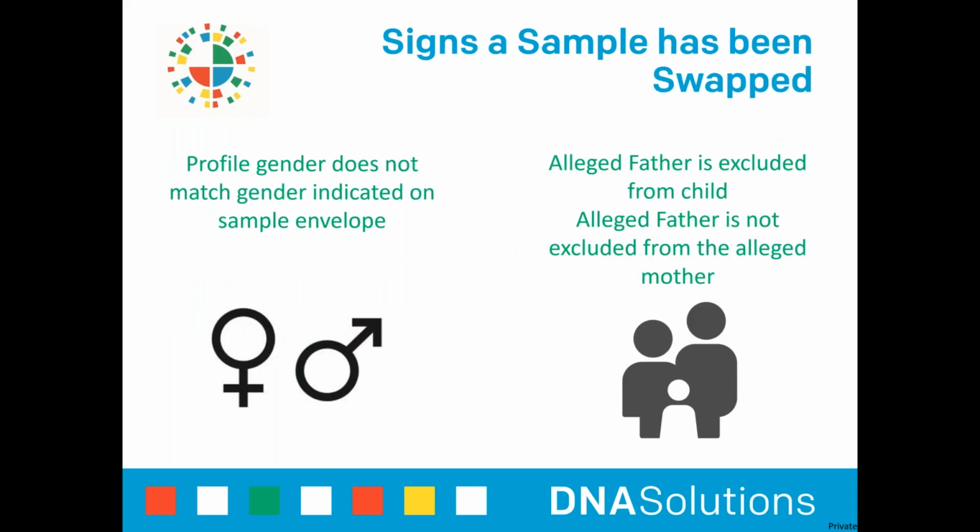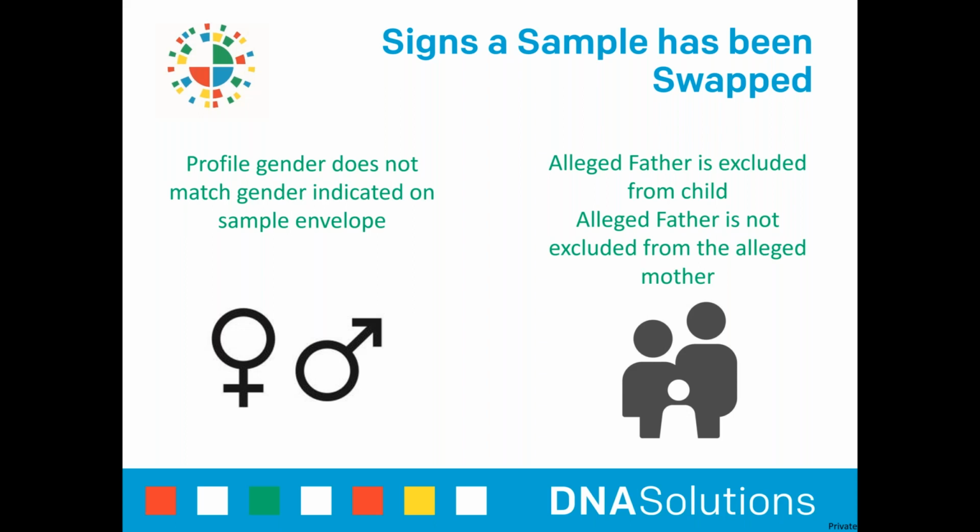There are a few ways we can infer a sample swap may have occurred. One of the common signs is when a sample provides a profile of the opposite gender than that indicated on the envelope. For example, if a child named Derek was indicated to be male and his sister Sarah was indicated to be female, but then Derek's sample produced a female profile and Sarah's produced a male profile, it's likely the samples were placed into the wrong child envelopes at the time of collection.